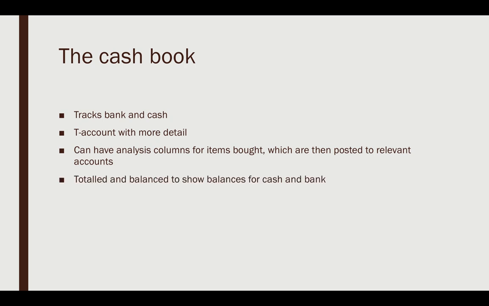The cash book is going to be totaled like you do with the journal and posted to all the other relevant general ledger accounts, but because it is itself a bank account in the general ledger, you're going to have to balance this account to show the balances for both cash and bank. There's no need to post to cash or bank as this is your T account.